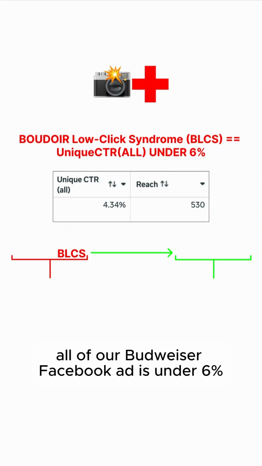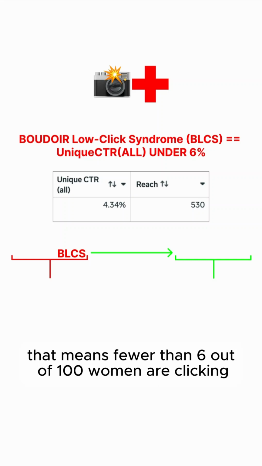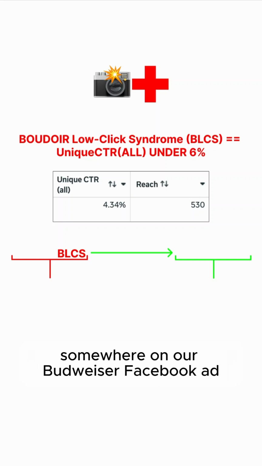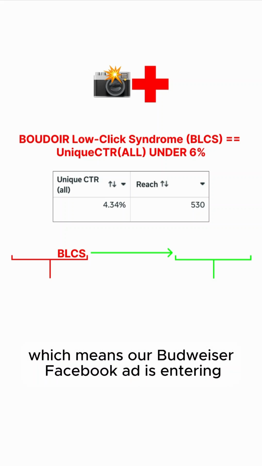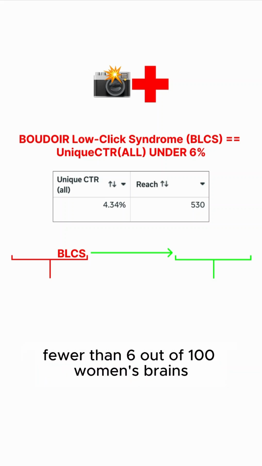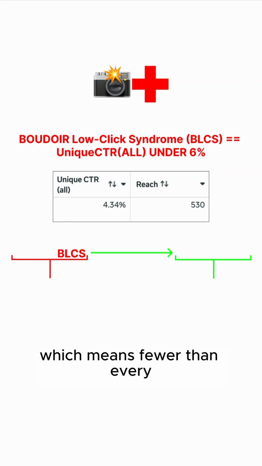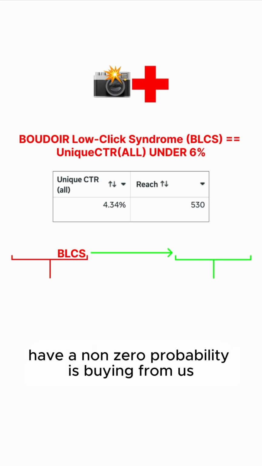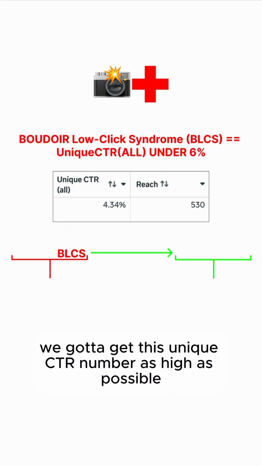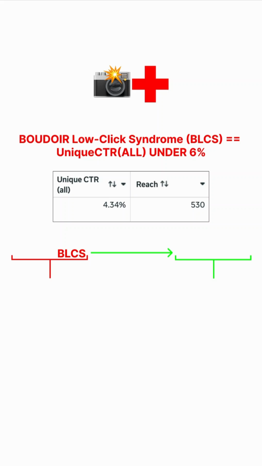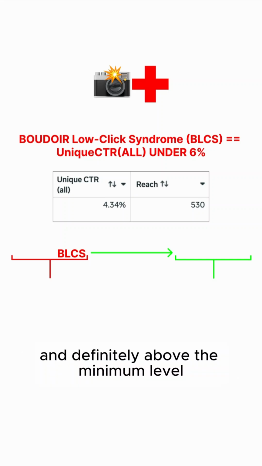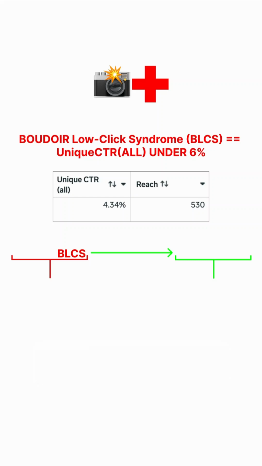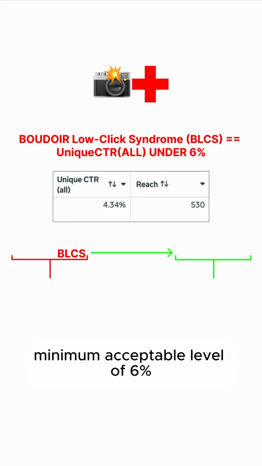under 6%. So that means fewer than 6 out of 100 women are clicking somewhere on our Boudoir Facebook ad, which means our Boudoir Facebook ad is entering fewer than 6 out of 100 women's brains, which means fewer than 6 out of 100 women that see our Boudoir Facebook ad have a non-zero probability of buying from us. We got to get this unique CTR number as high as possible to maximize that probability, and definitely above the minimum acceptable level of 6%.